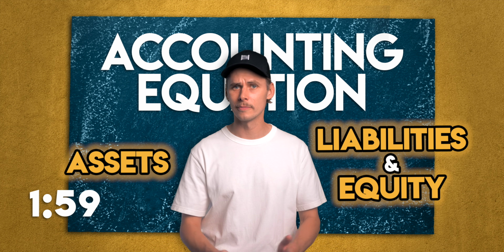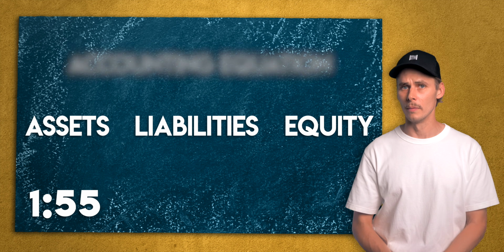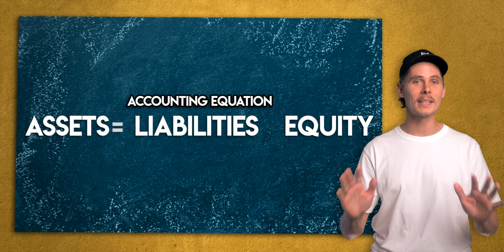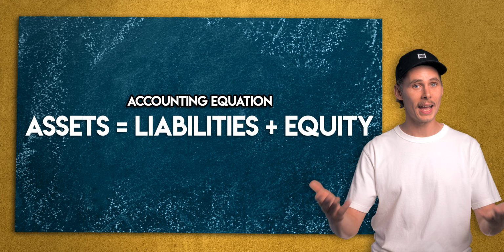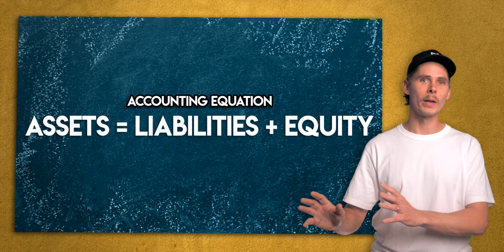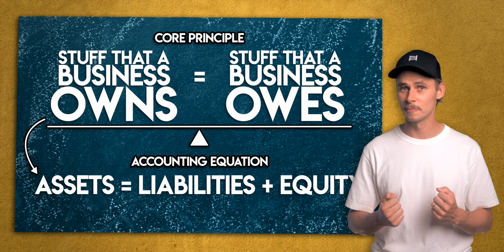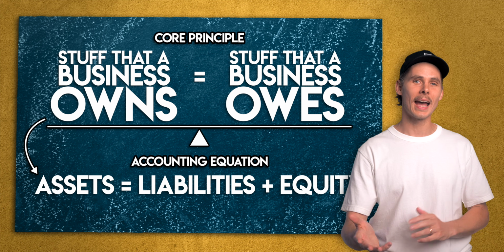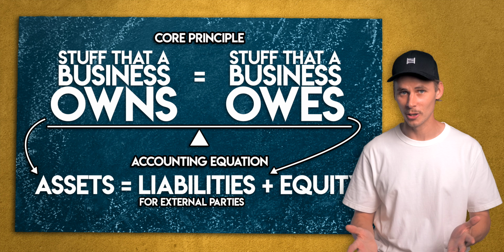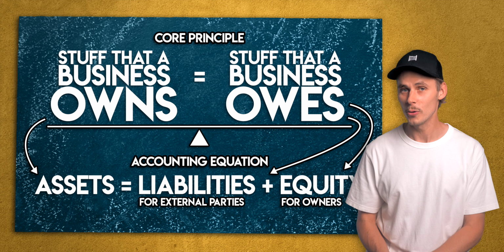Start the clock. Assets, liabilities and equity are connected by a formula that we call the accounting equation. It says that assets are always equal to liabilities plus equity. But what does this mean? On the left we have assets. These represent the stuff that a business owns. And on the right we have liabilities and equity. Liabilities are what a business owes to external parties, and equity is what the business owes to its owners.